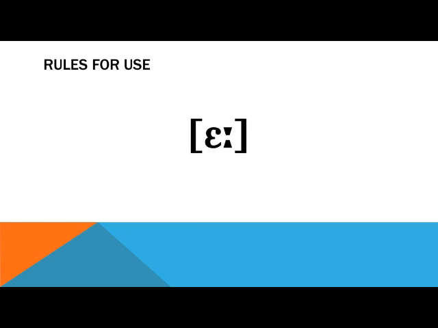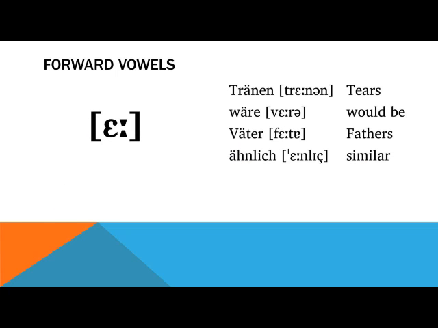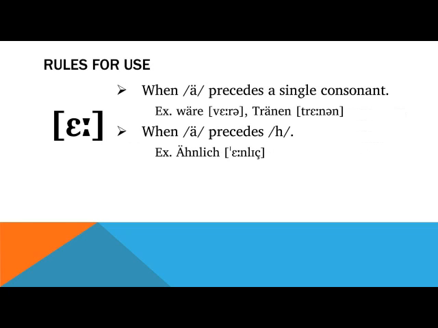Now we're going to talk about the sound, the open, long version of e. So we only have two examples of this in the text that we looked at, and they're on the last line, wäre and wäre. So here are some other examples. Tränen, wäre, Väter, ähnlich. So we make this sound when a written A with the umlaut precedes a single consonant, as in wäre and Tränen, and when the written A umlaut precedes H, ähnlich.